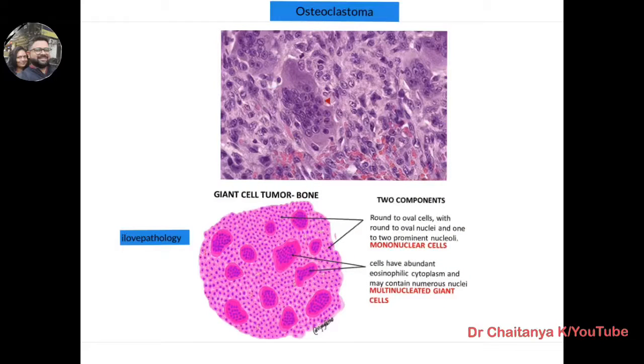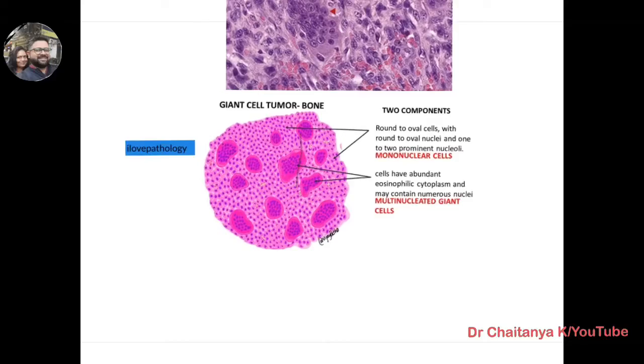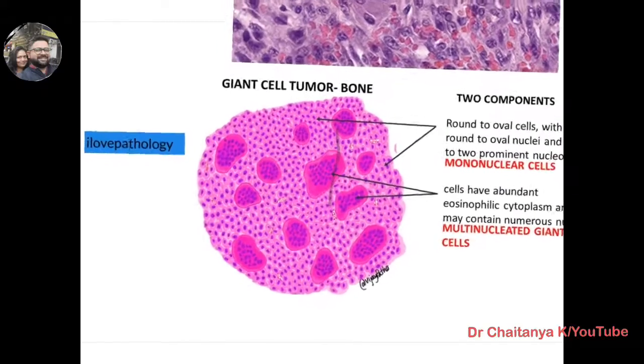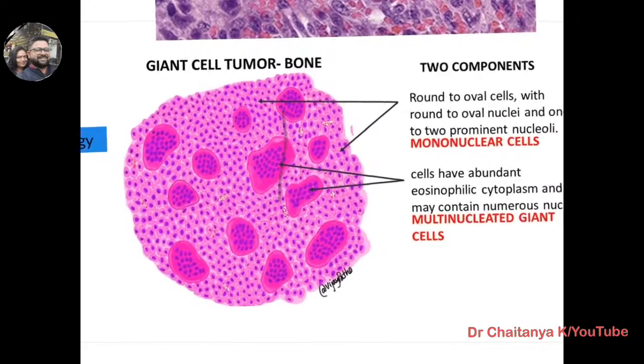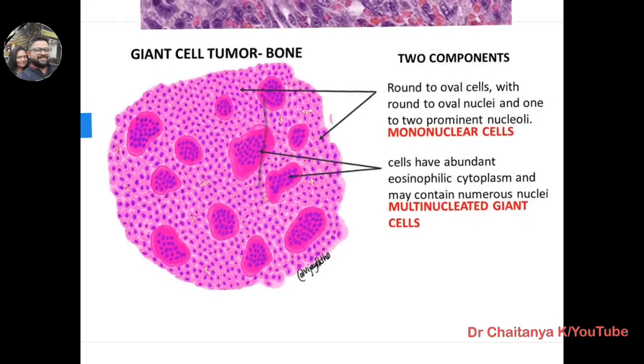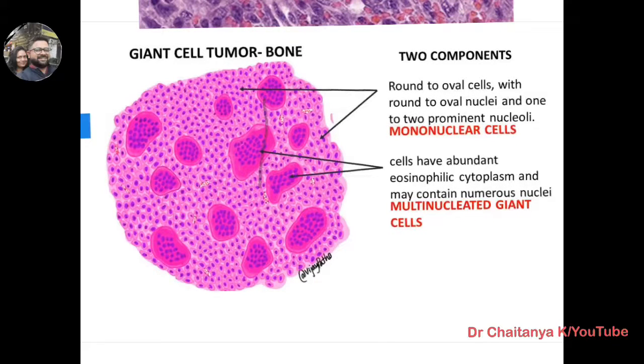Coming to the microscopy, that is the osteoclastoma. Before going to the microscopy, I would like to share this figure. Courtesy is from Dr. Vijay sir from Bengaluru. He drew this figure very neatly to make you understand the difference between giant cells and the tumor cells. Giant cell tumor is actually a confusion, a misnomer. Misnomer means a term which is not suggesting what it is.